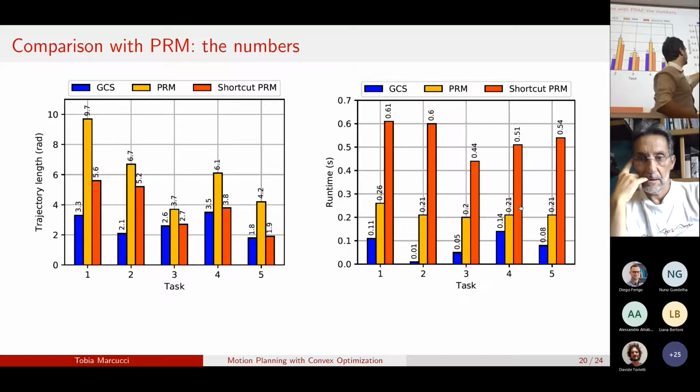On the right, you have computation times. PRM is a discrete search in yellow. Discrete graph search runs a Dijkstra algorithm, so it should be very fast. And then you have the overhead of the PRM with shortcutting that makes it a bit slower, at the price of having better trajectories. Our algorithm is even faster than the original PRM.